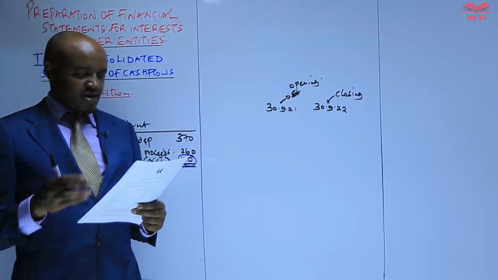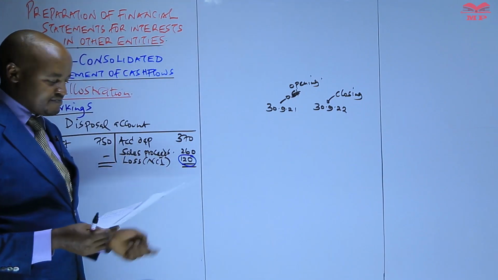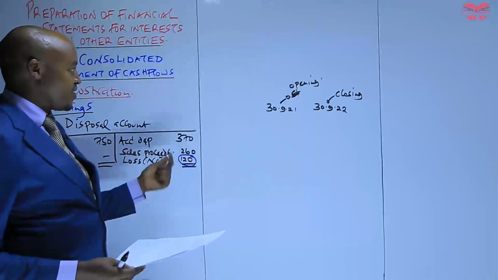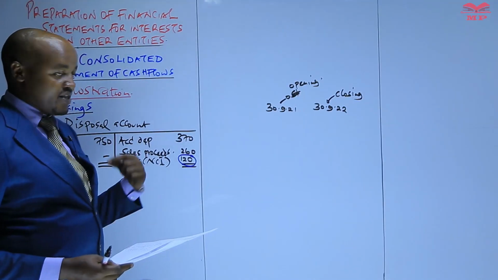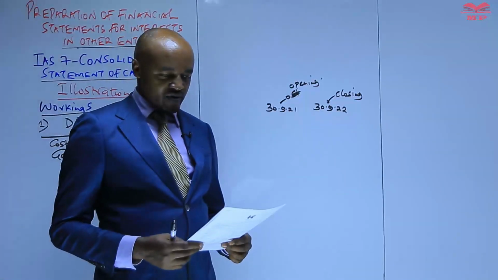And then from there, in the last sentence of note 1, you're told any gain or loss on disposal, like what we have here, and also depreciation on property, plant and equipment is included in the cost of sales. So this one is already included in the cost of sales, meaning that in arriving at the profit for the year, it has been deducted, and therefore because it's a non-cash item, we are going to add it back.